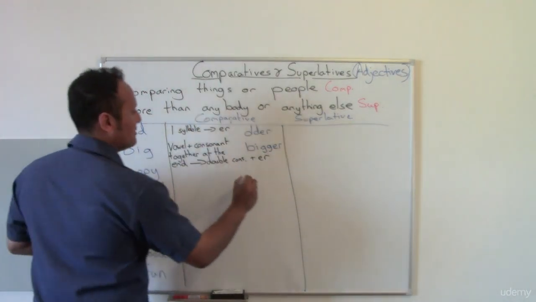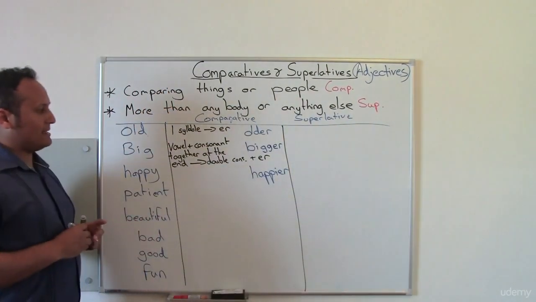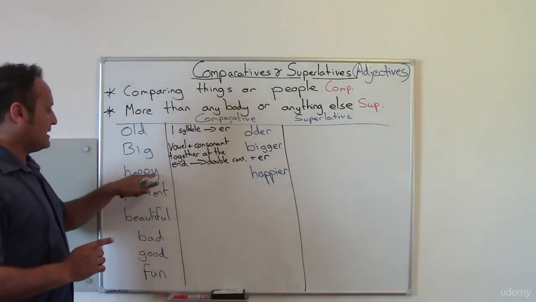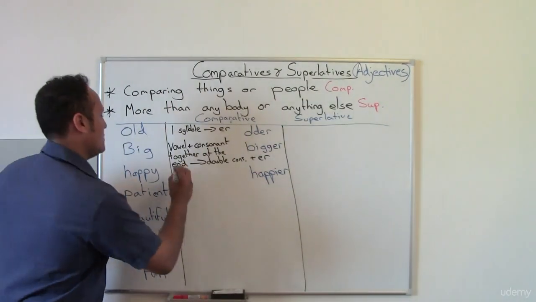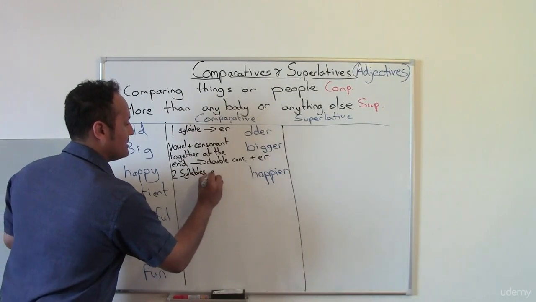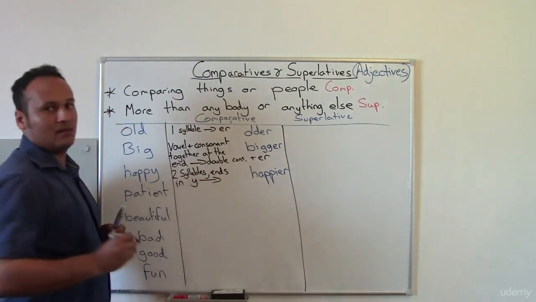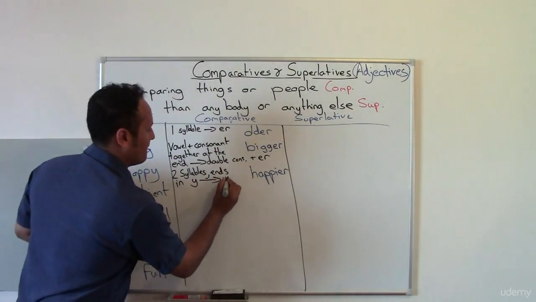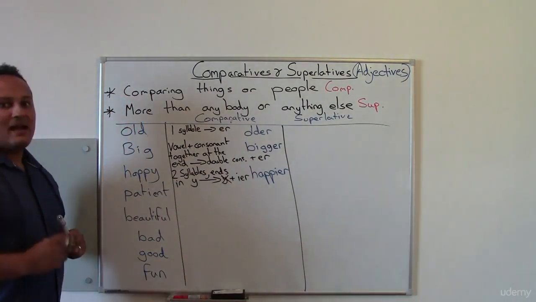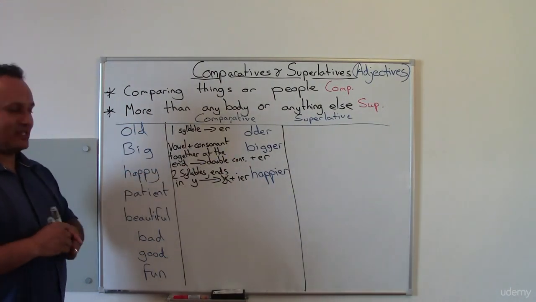What about happy? Well, happy becomes happier. We have added IER. Why? Well, happy has two syllables, but it ends in Y. Okay, so two syllables, ends in Y. Well, what happens? You get rid of the Y and add IER. So it becomes happier. Okay? Happy, happier.